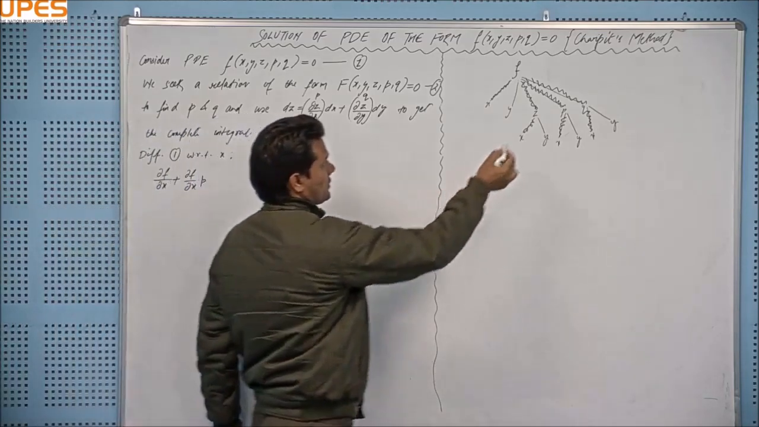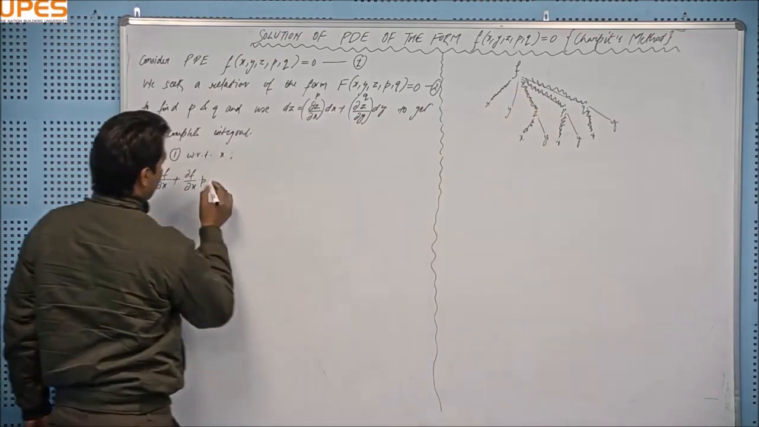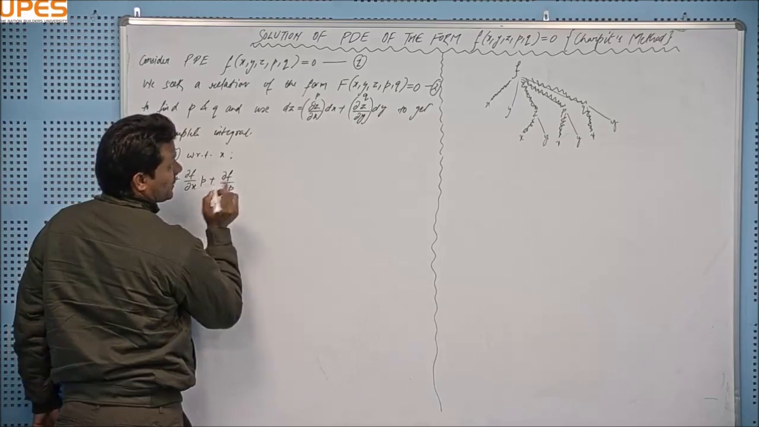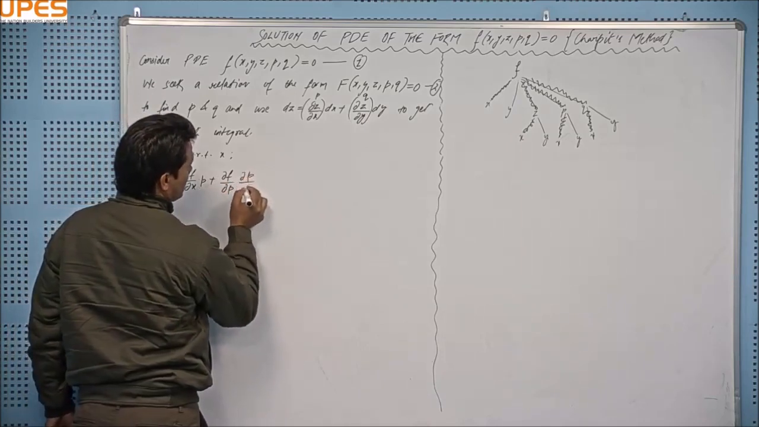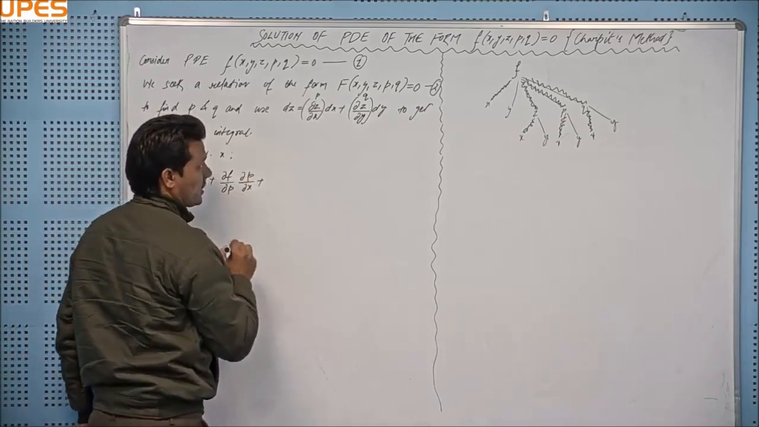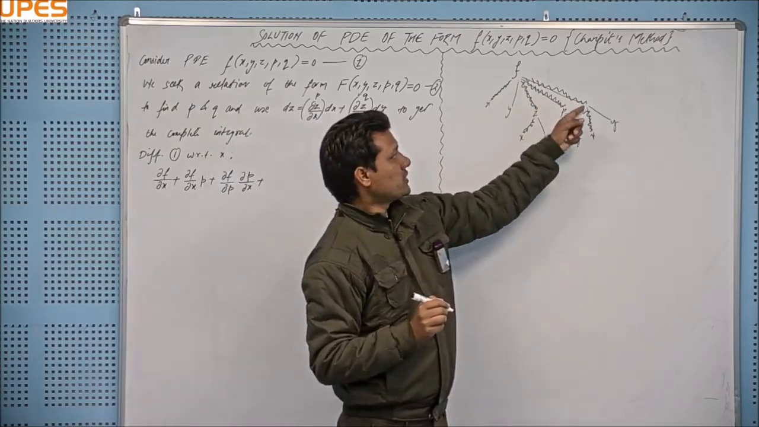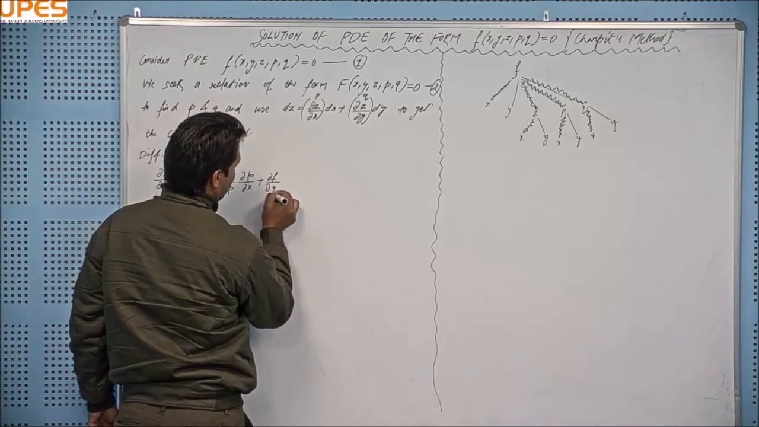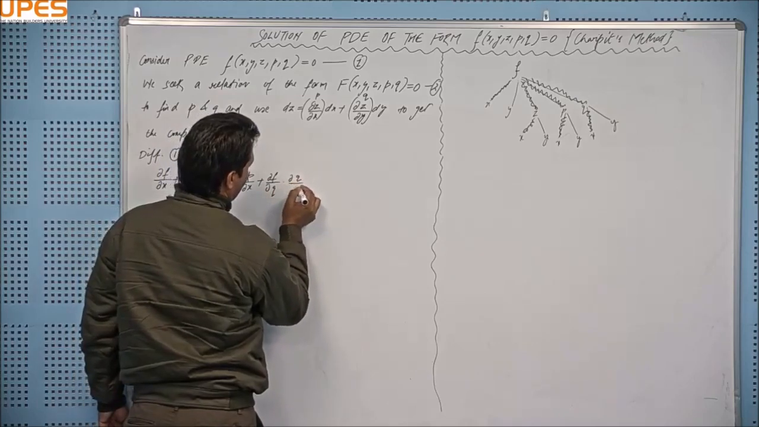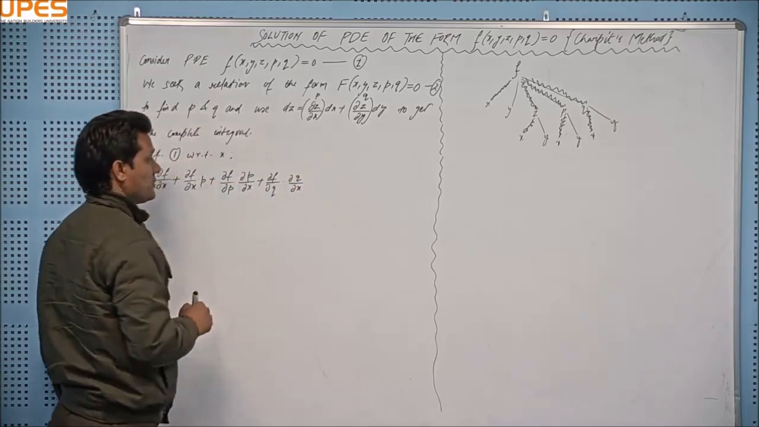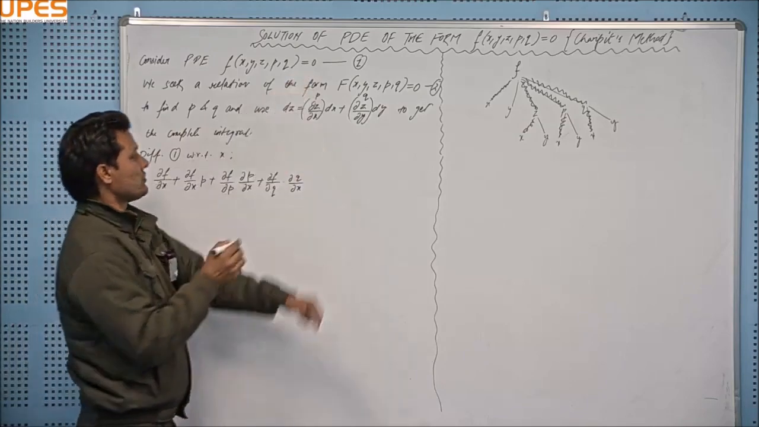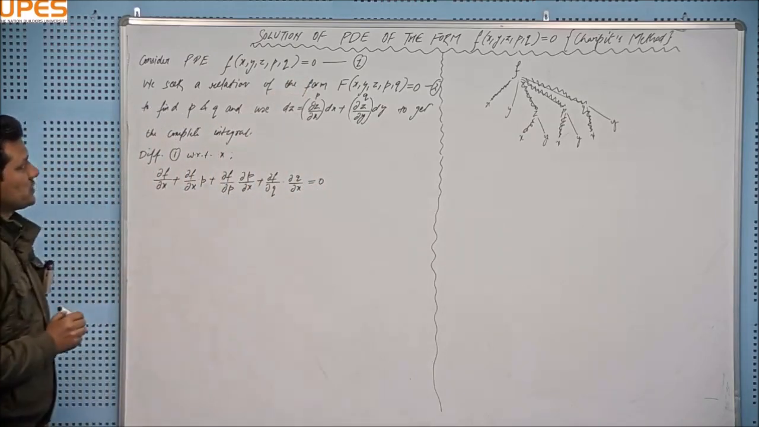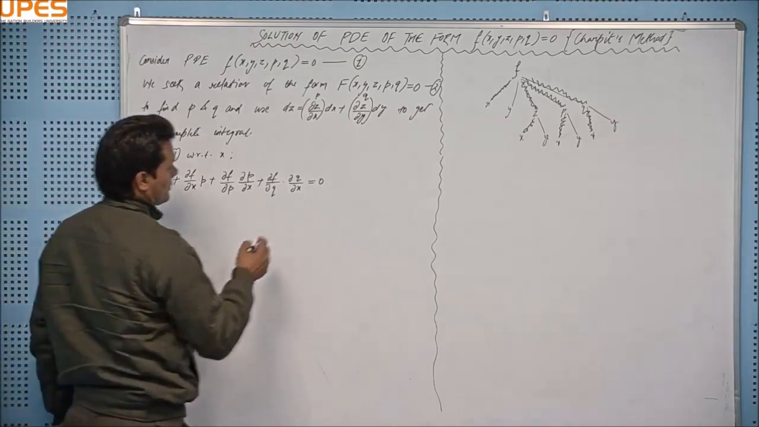And third path is ∂f/∂p, ∂f/∂p, and then ∂p/∂x, right? Plus last path ∂f/∂q and ∂q/∂x, right? And this is equal to the differentiation of 0, which will be 0. Okay, so this is equation number 3.